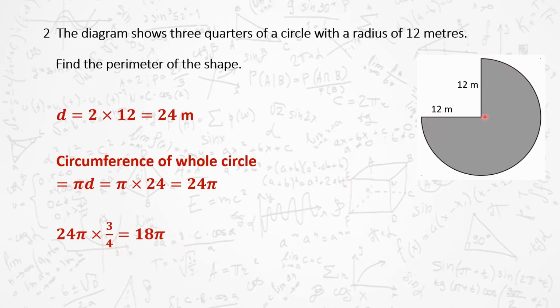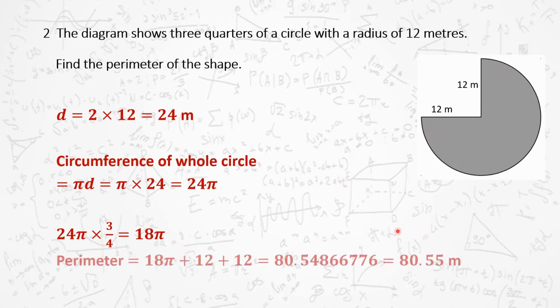Don't forget we have 2 lines here. So we need to add 12 meters twice as well. So to find the total perimeter of the shape, we have 18 pi plus 12 plus 12. Put in the calculator, keep 2 decimal places, we have 80.55 meters.